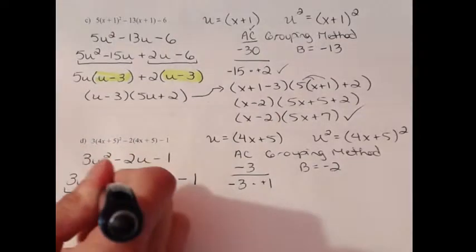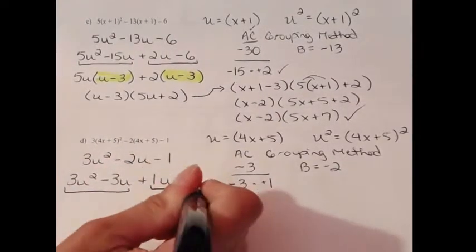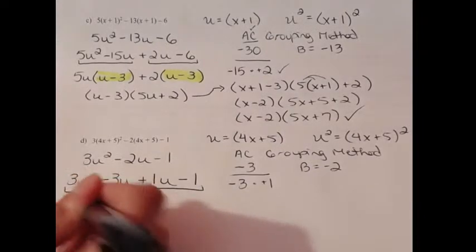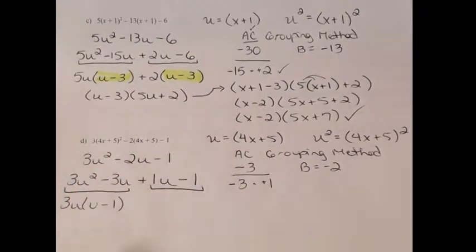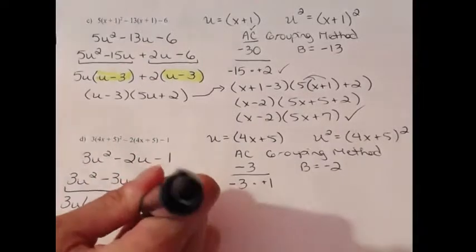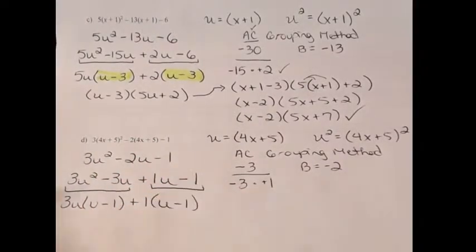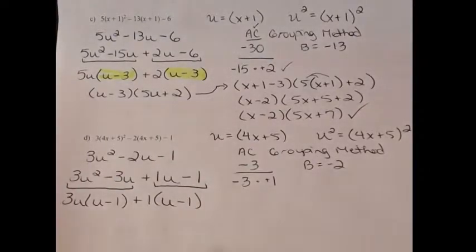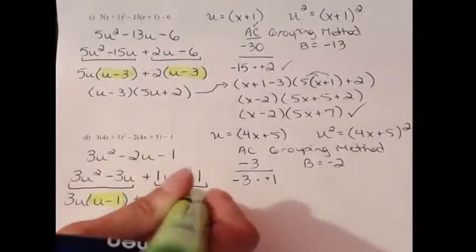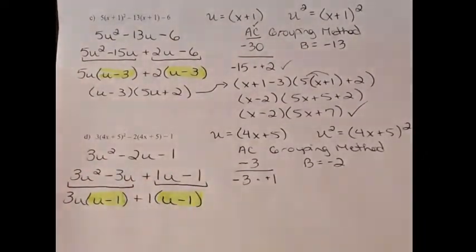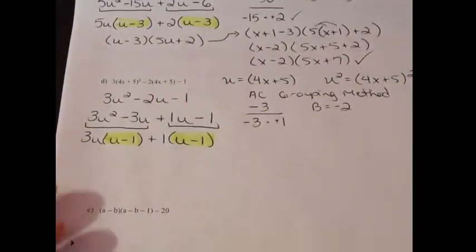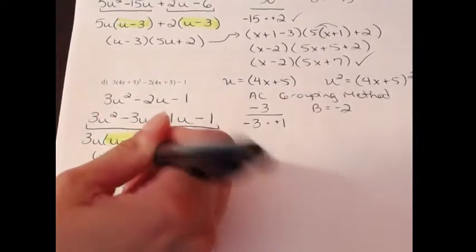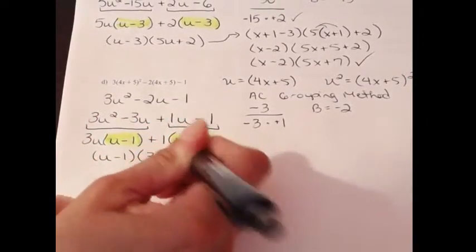Next, we can factor by grouping. Go through the same process. Our GCF here is 3u. That leaves us with u - 1. Our GCF here is a positive 1. That leaves us with u - 1. And then, of course, notice that we have the exact same binomial in each term. So we are going to factor out that u - 1. And we're left with 3u + 1.